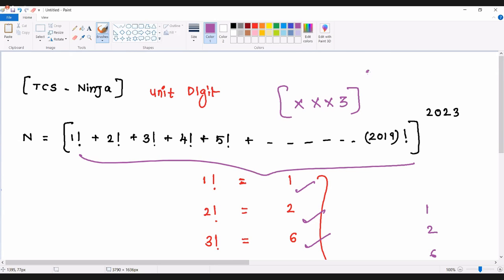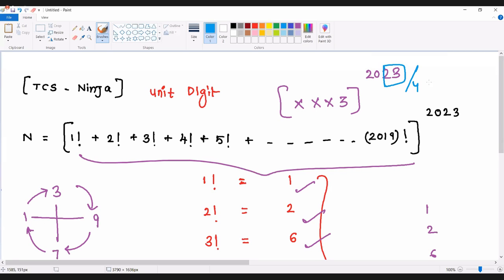So now the question is 3 power 2023. What is the last digit? What is the power cycle pattern of 3? 3 into 3 is 9, 9 into 3 is 27, 7 into 3 is 21, so the cycle is 3, 9, 7, 1. This is the power cycle pattern of 3. So it is 2023. You can just observe the last two digits of this, which is 23. If I divide by 4, what is the remainder? The remainder is going to be 3. That means the answer is 3 power 3. What is 3 power 3? It ends with 7. That itself is the remainder when we divide this number by 10. Answer choice is 7.